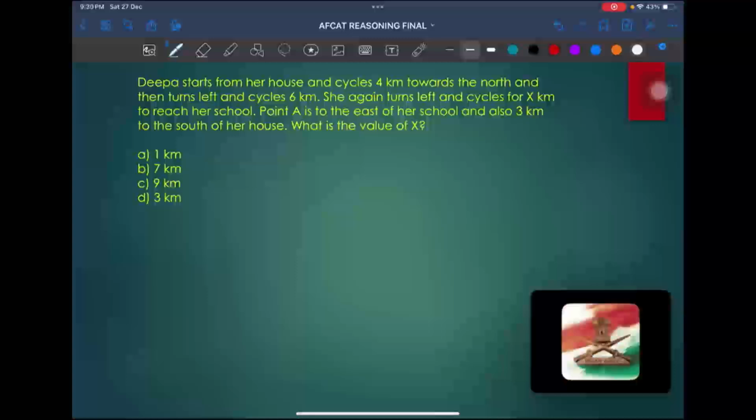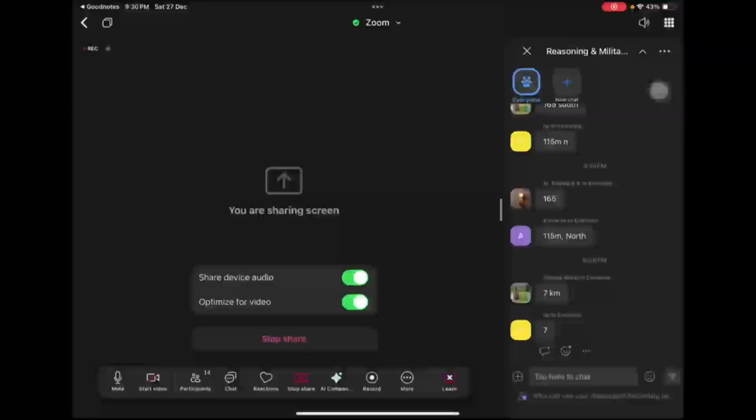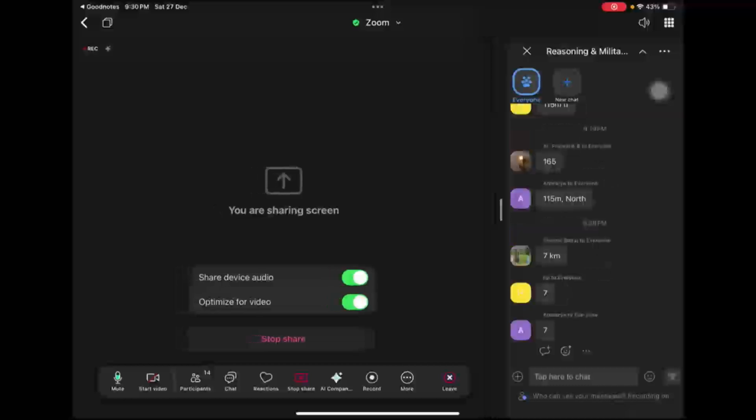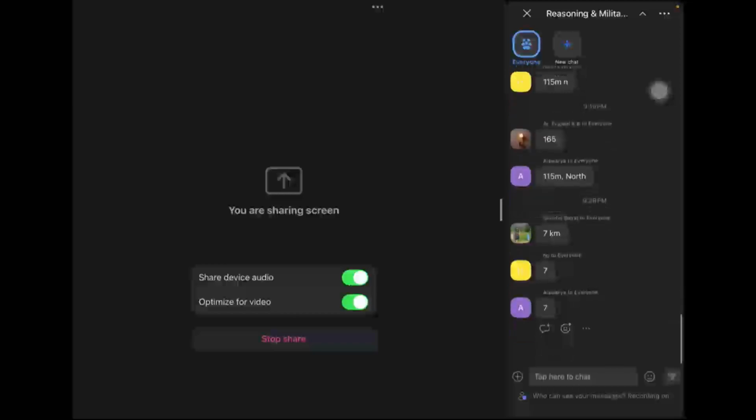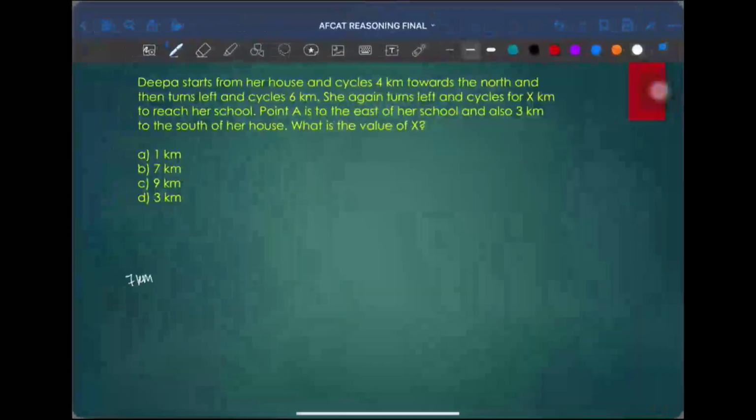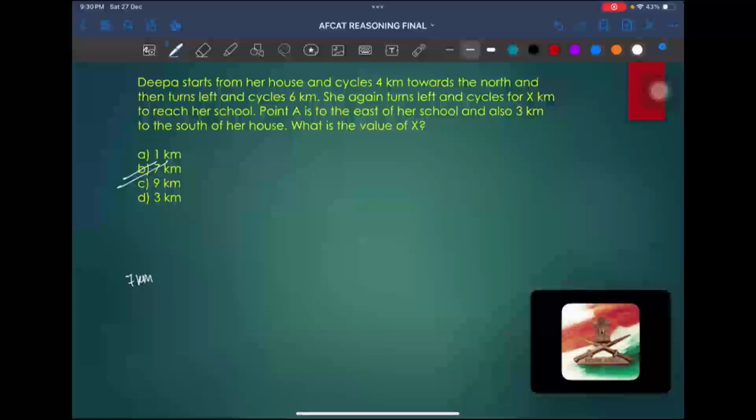7 kilometers. Okay. Sheetal is telling 7, HP is telling 7, and Aishwarya is telling 7, and the answer is 7 kilometers. Correct.